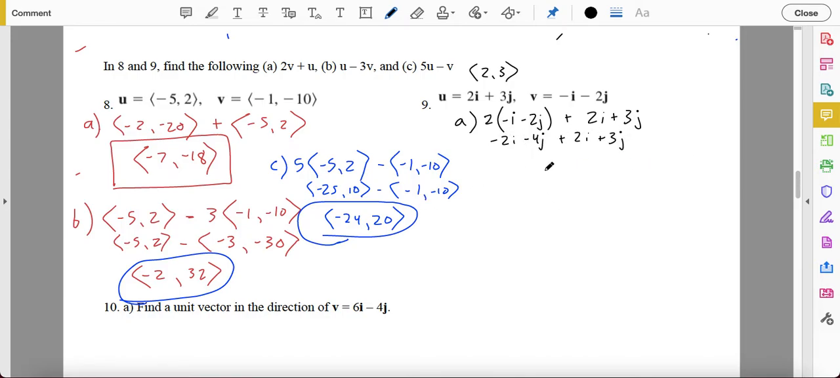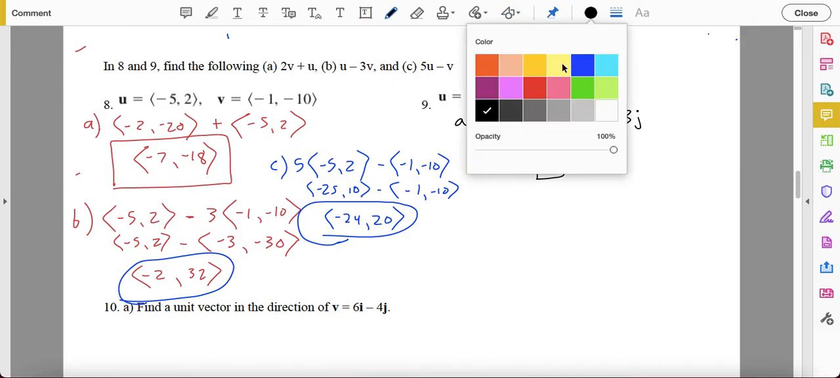That's 0i, so I don't have to write that at all, minus j. So it's just negative j. I'll write that a little smaller, negative j. So that is part A. All right, changing colors for part B.